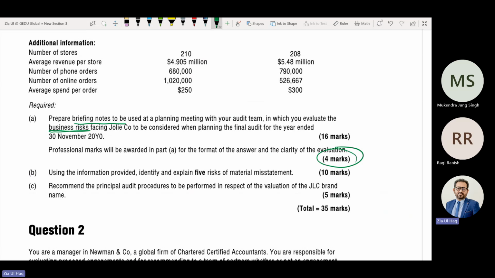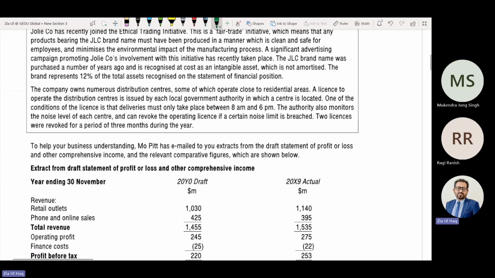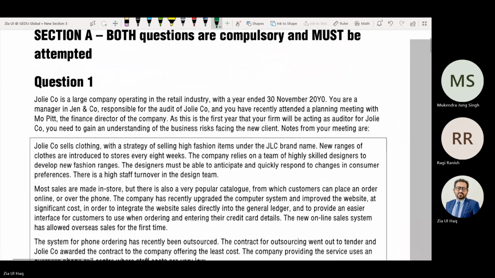2 marks, 3.6 minutes. So in 3.6 minutes, on paper, we can write down 5 to 6 lines, but in computer, 3 to 4 lines maximum, not more than this. Is that clear? So we are moving towards identifying business risk.